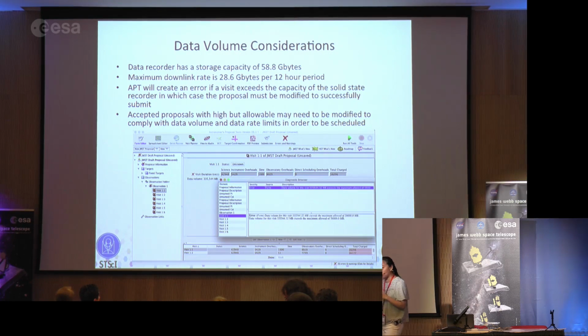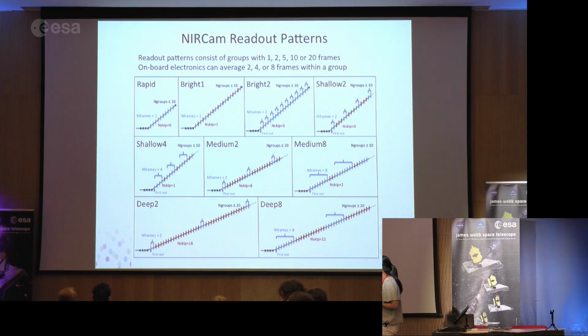You can imagine that there are proposals that don't strictly violate this upper limit, but have a relatively high data rate. We encourage you in those particular cases to submit your proposal, because they may be allowable, but after acceptance, they may need to be modified in order to comply with the data volume and data rate limits.